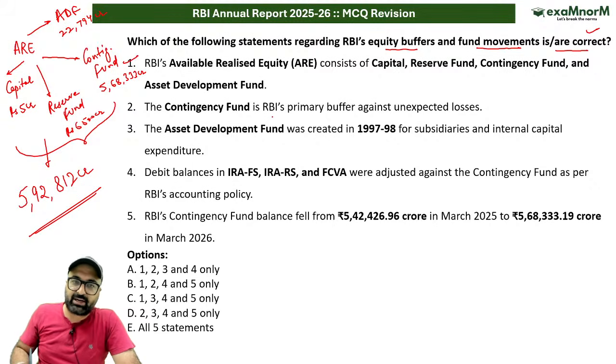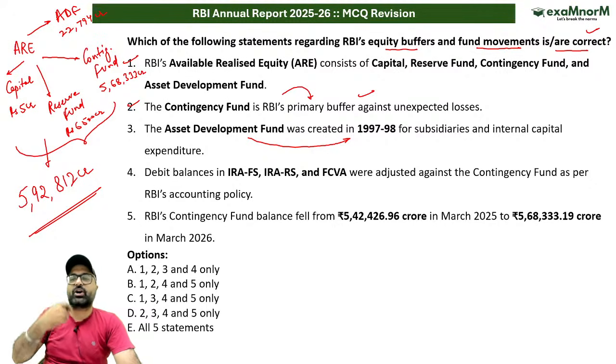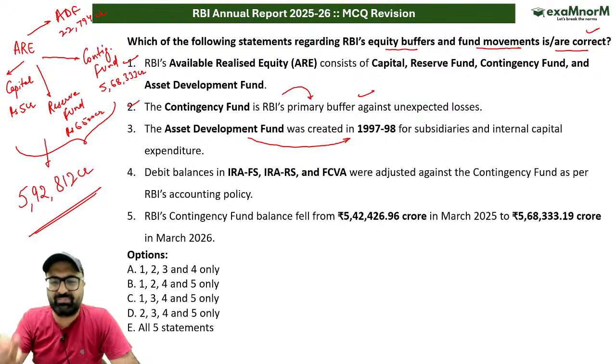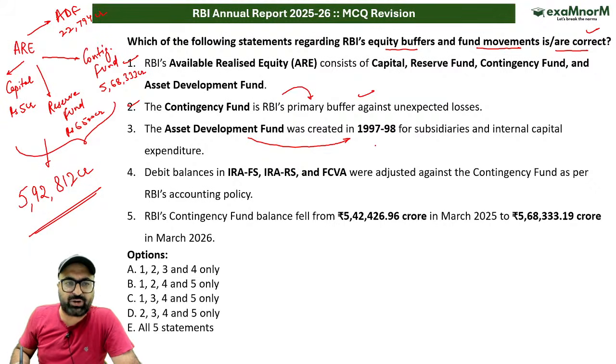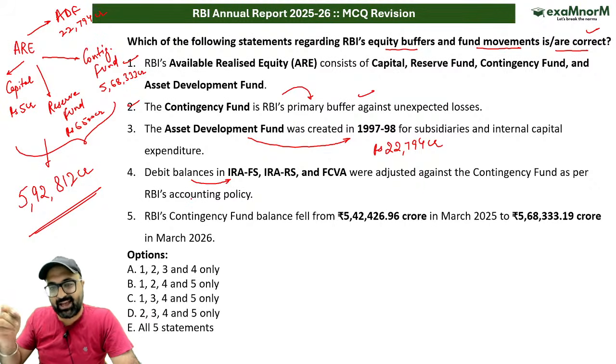So this is correct. The contingency fund is the RBI's primary buffer against unexpected losses. That is correct. Asset Development Fund was created back in 1997-98. This is correct. It is used for RBI subsidiaries and internal capital expenditure such as technology, buildings and research facilities. And right now, its balance has remained unchanged because no new provision was made in 2025-26, and it has been recorded as 22,794 crores. Next is the debit balances in IRAFS, IRARS, FCVA.